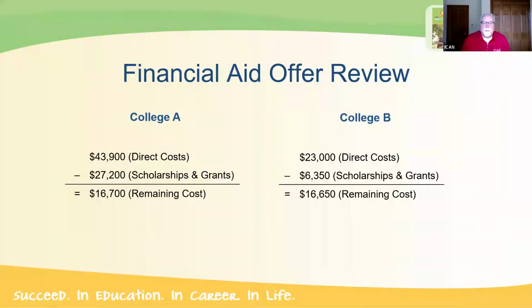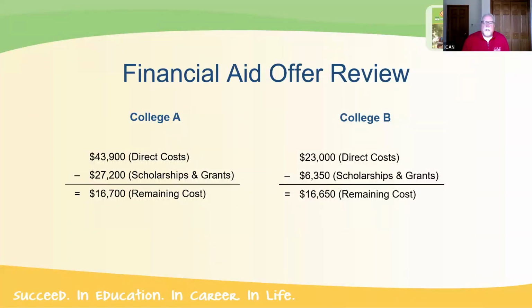They looked at College A and College B. The direct cost at College A is $43,900. The direct cost at College B would be $23,000, just like that previous example we looked at. College A in this example is offering the student $27,200 in scholarships and grants. College B is offering $6,350. So we take the direct cost, subtract the scholarships and grants, and we come up with $16,700 for College A. We take the direct cost at College B, subtract what they're offering, and we come up with almost 16.7 as well. So a couple things about this.